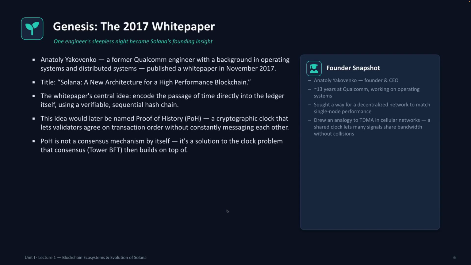The central idea of the white paper was to directly encode the passage of time into the ledger itself using a verifiable sequential hash chain. This idea later on became proof of history, that is, a cryptographic clock that lets validators agree on transaction order without constantly messaging each other. However, proof of history is not a consensus mechanism by itself. It's a solution to the clock problem that consensus, which we are going to look into later, Tower BFT, then builds on top of.